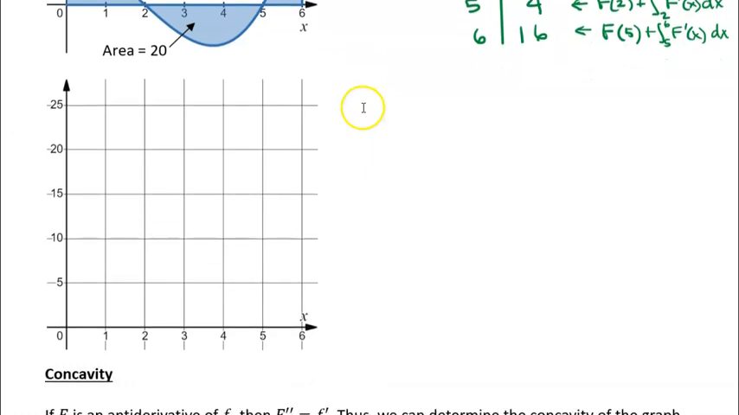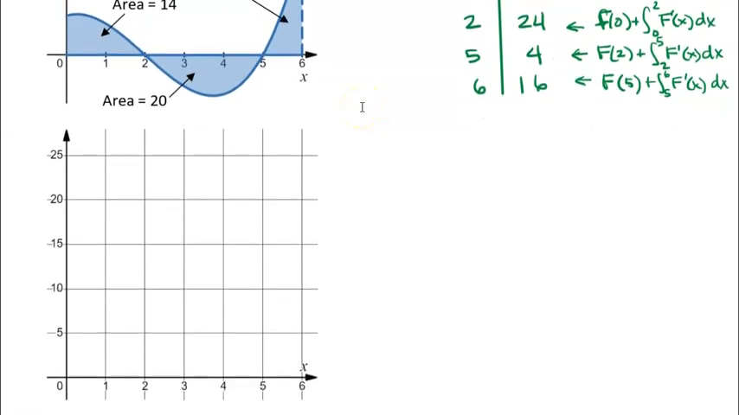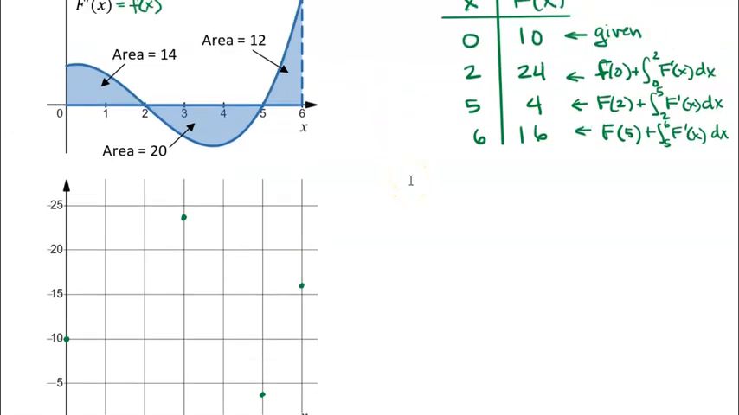Let's see here. I'll scroll up a little bit. So at 0, I'm at 10. And then at 2, I was at 24, so maybe that's about here. Then the next one is at 5, I'm at 4, so about here. And then at 6, I'm at 16, so about here. Now I have some points that I know are on my graph of the antiderivative. Before I just connect those up with some curvy lines, I'm going to get some more information from the graph. I'm going to scroll back up here a little bit.